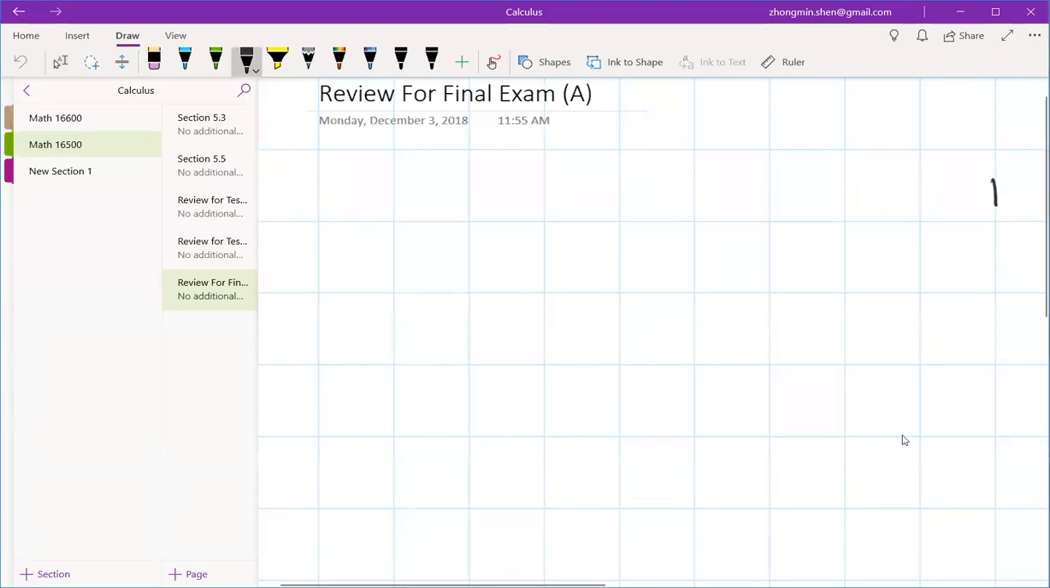Optimization problems first. Optimization problems. Okay, the first problem is, let me try to find out. So this is an application of calculus, right?